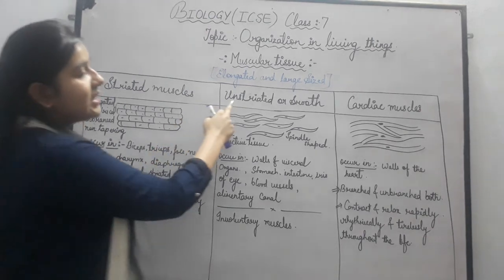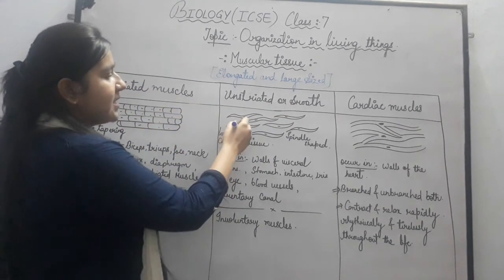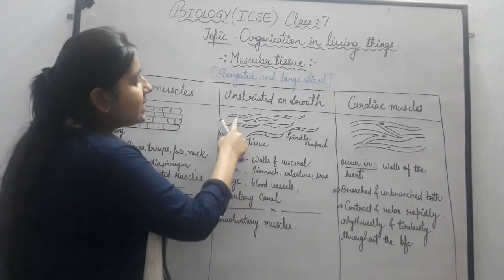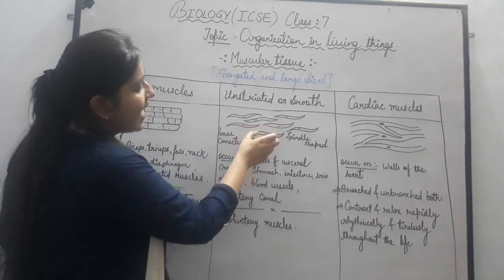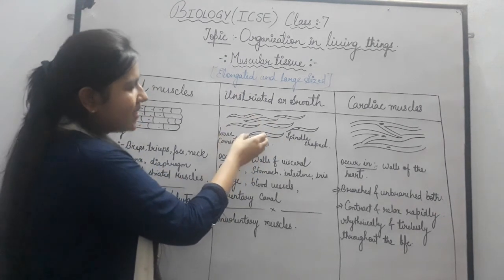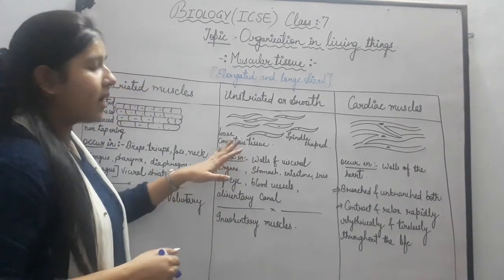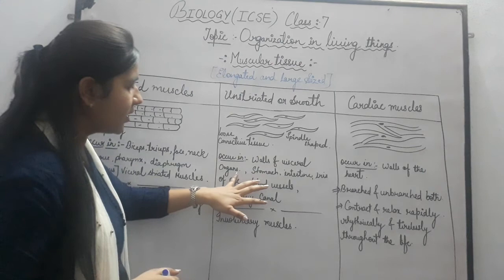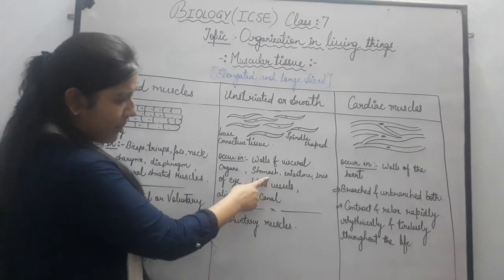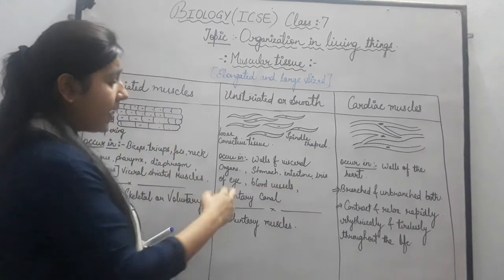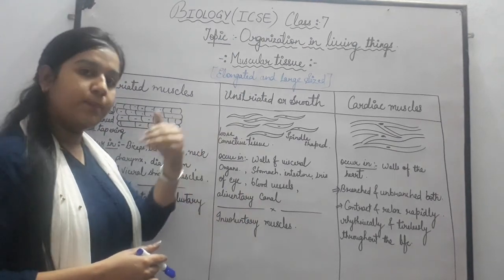Now next is unstriated and smooth muscles. These muscles are spindle shaped, just like spindle fibers, and very loose. You are seeing that there is so much gap between these two cells of the tissue, so they make a loose connective tissue. They generally occur in the walls of the visceral organs. Visceral organs are the tongue, pharynx, esophagus, and also the walls of the stomach, intestine, iris of the eye, blood vessels, and the alimentary canal through which our food passes down.